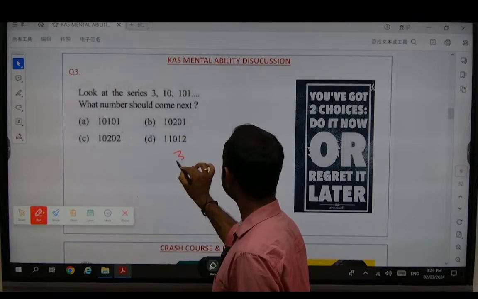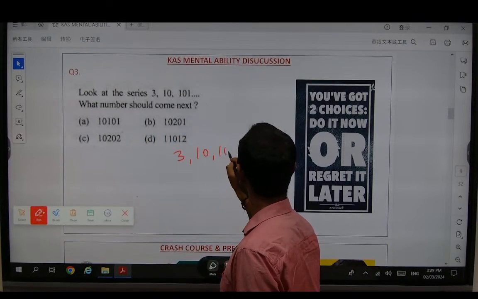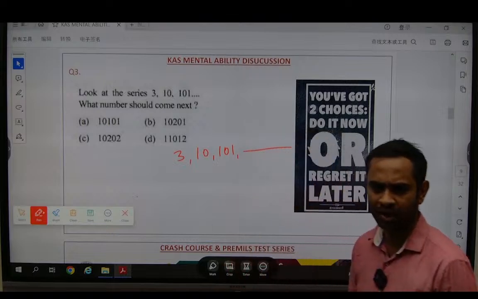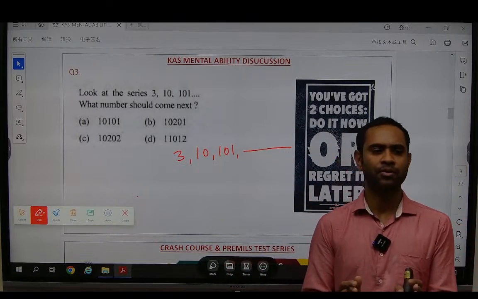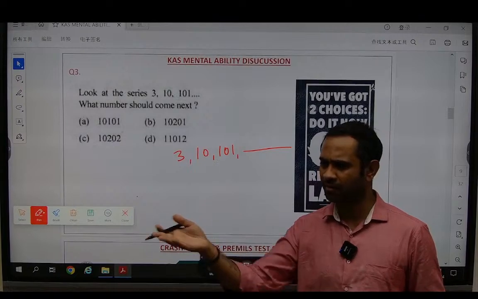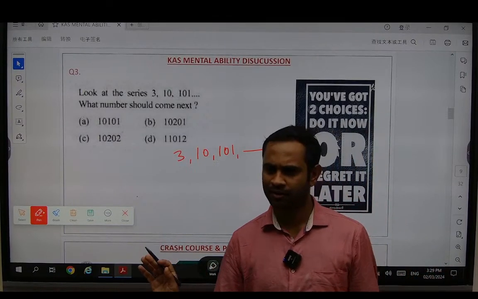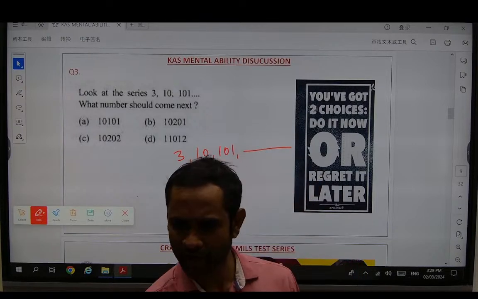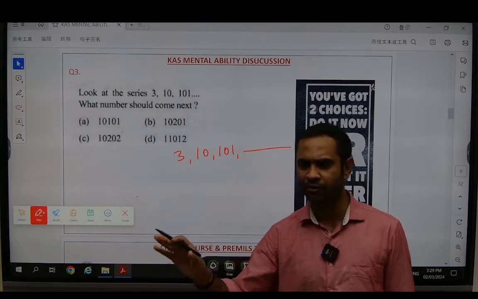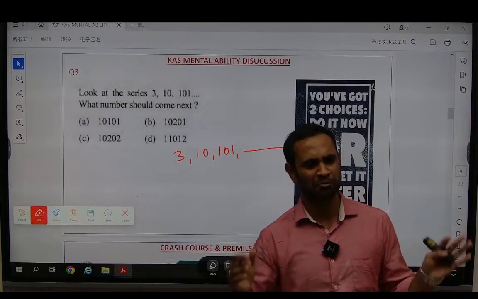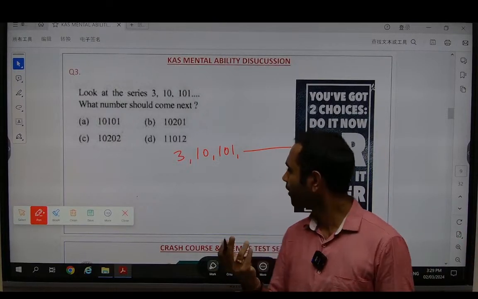We have 3, we have 10, we have 101. So what will be the next number, right? Okay. Now you have to think, this recording will be available on YouTube. You can make notes 3-4 times, no problem. If you want, you can do it at home, no problem. The recording will be available on YouTube itself, so you can sit at home, download it, and watch 4-5 times, no problem.